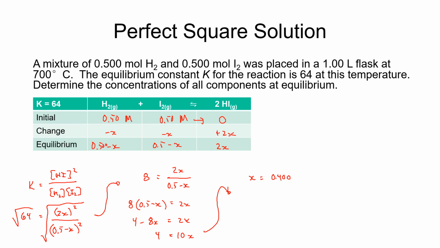So 0.5 minus 0.4 is 0.1 moles per liter for this one, and the same for this one. And then 2 times that, so 2 times 0.400 moles per liter would give us 0.800 moles per liter for the other one. Great, so we got concentrations for all of them using the perfect square.